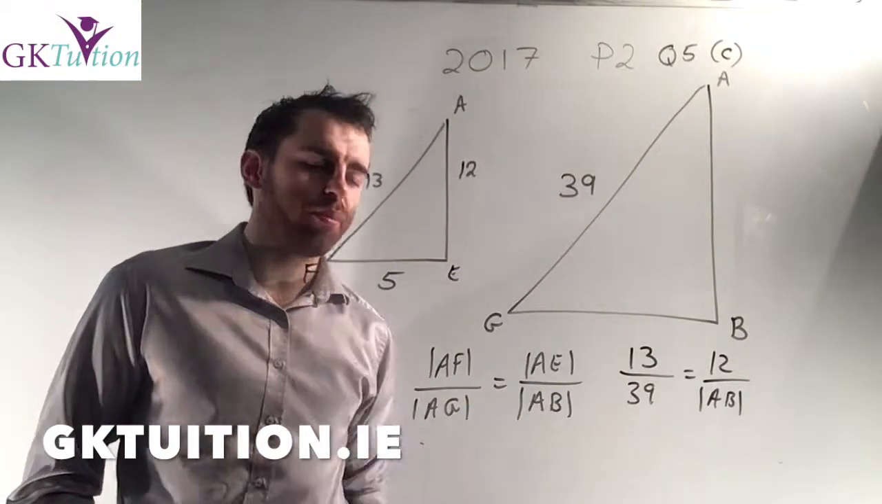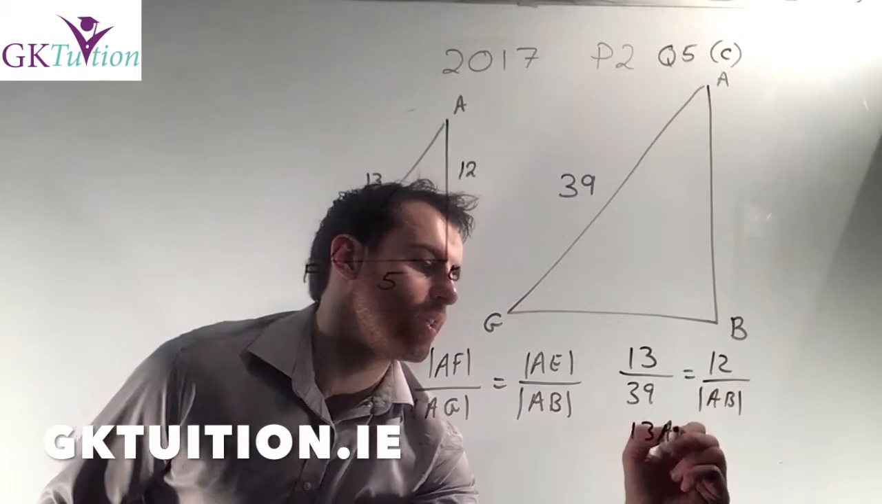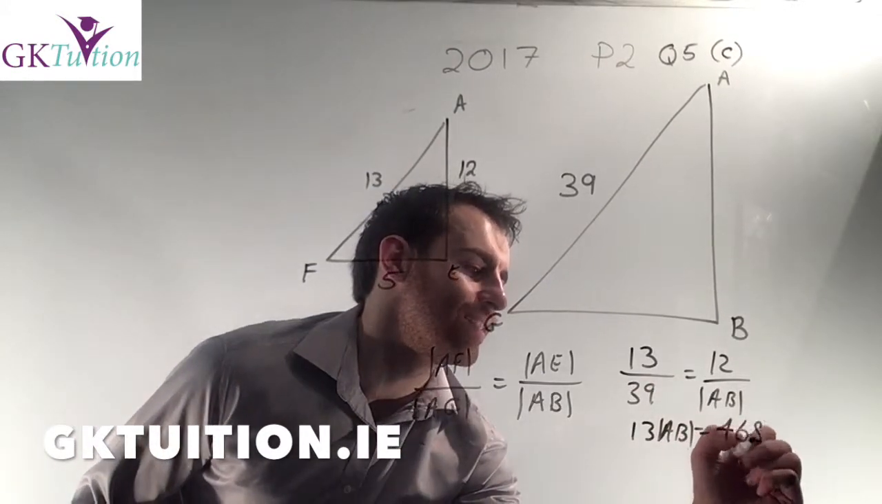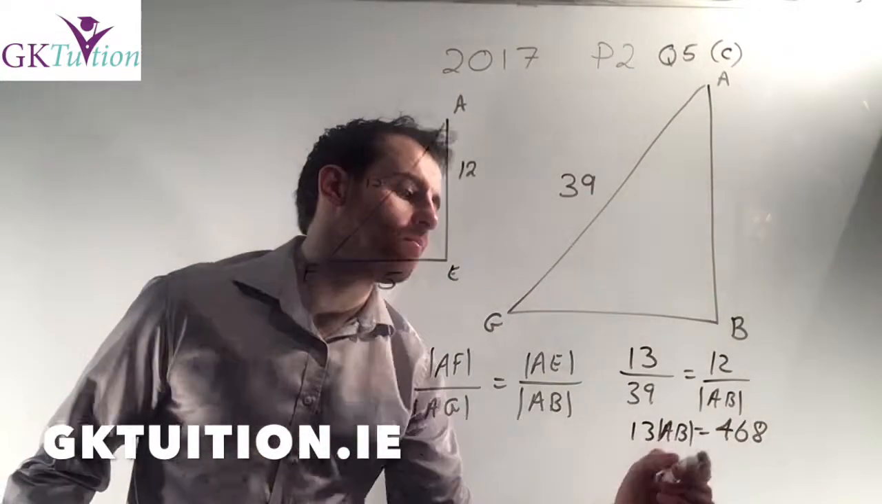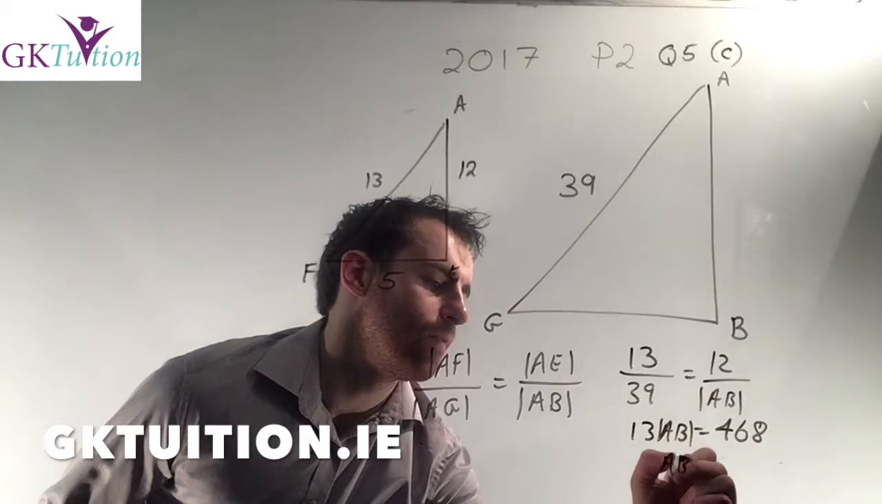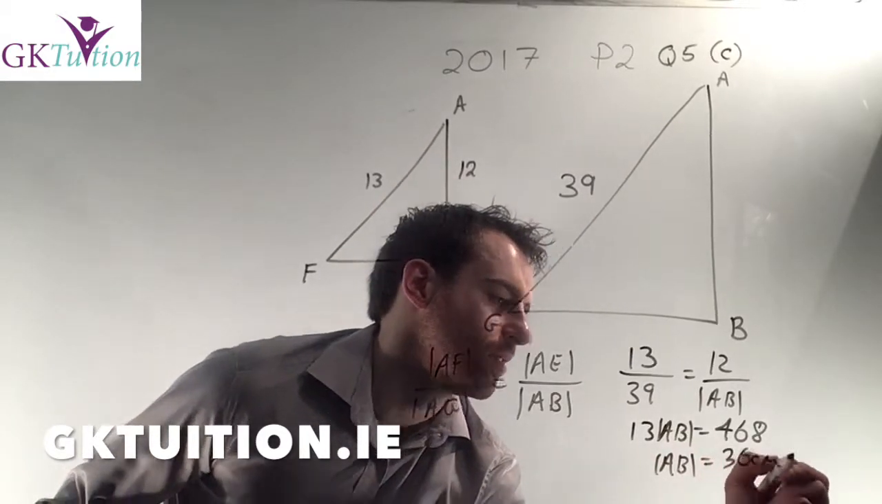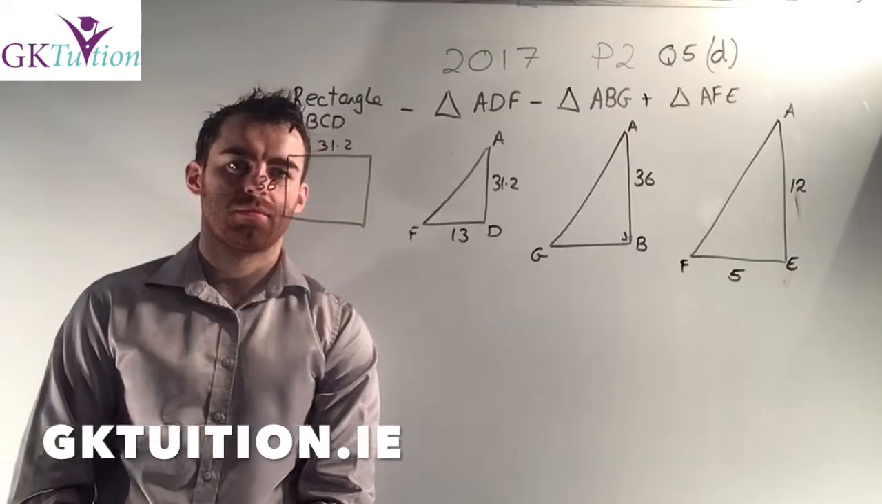Now if I just multiply both sides by 39AB, I'm going to get 13 times AB is equal to 39 by 12 is 468. Now, to get AB on its own, I just divide both sides by 13. So my final answer here is just AB is equal to 36 centimeters.